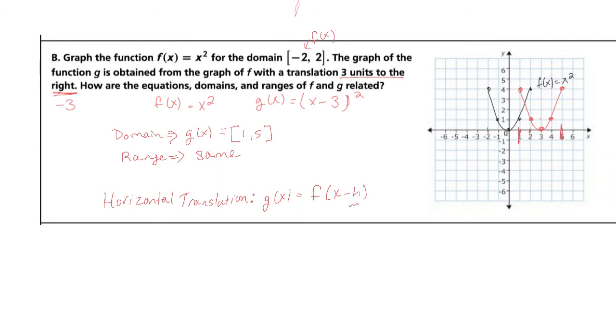Okay, so remember your h, it tells you we're going the opposite. That's why it's minus. So technically our h here, 3 units to the right, means h equals 3. So that's why we get x minus 3, because it's x minus h. Okay, so horizontal translation looks like this.